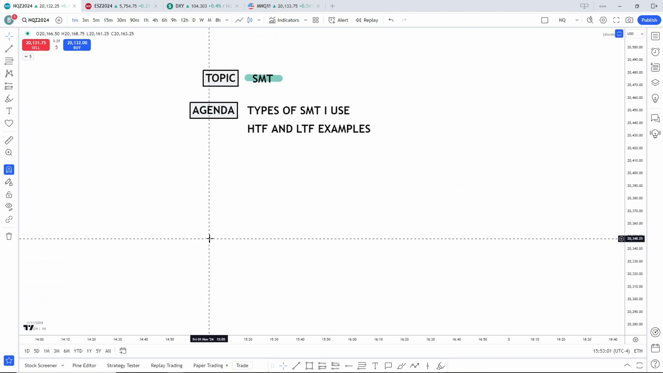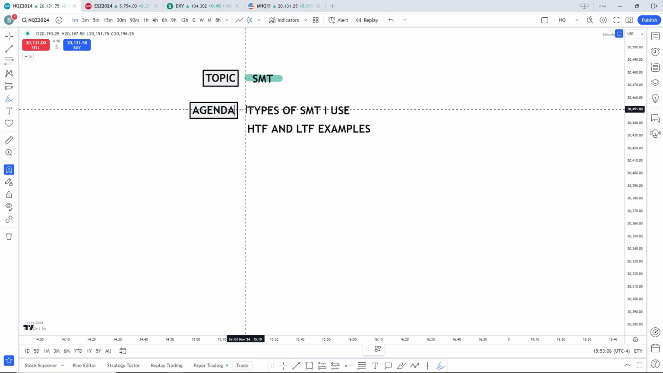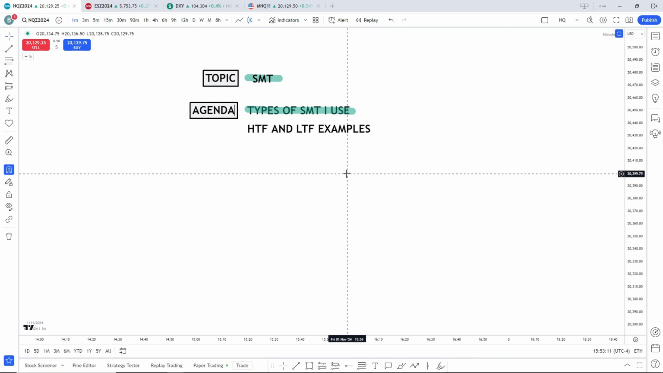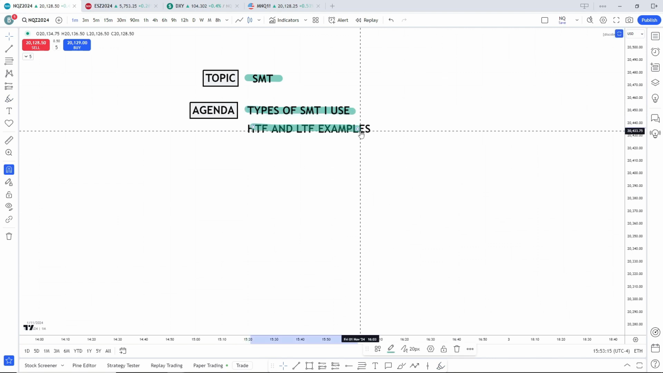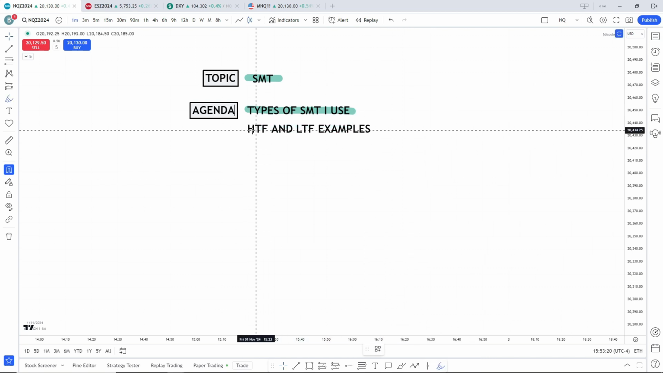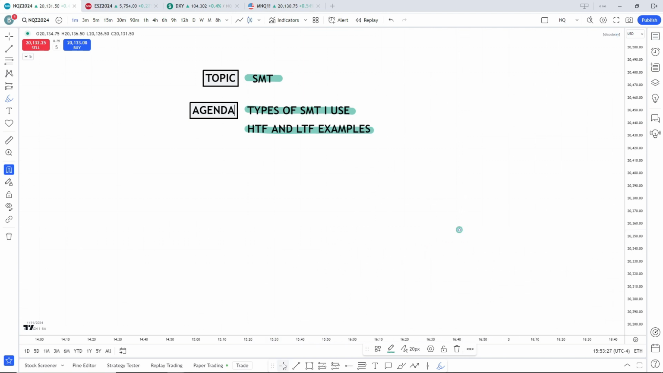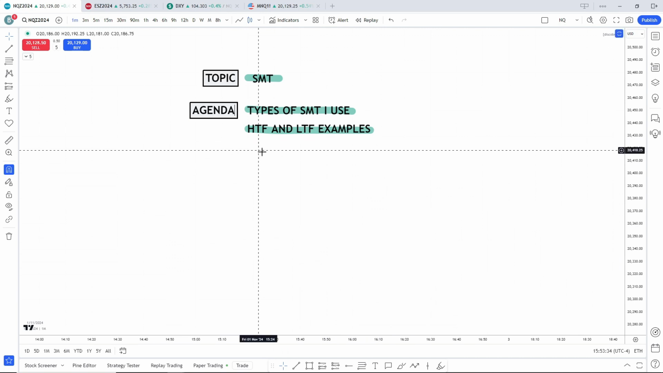Now, the topic is SMT. The agenda is going to be the types of SMT that I use, as well as higher time frame and lower time frame examples, because this is a fractal concept, okay? It's a fractal tool that we can use across all time frames. So without further ado, let's just get right into it.